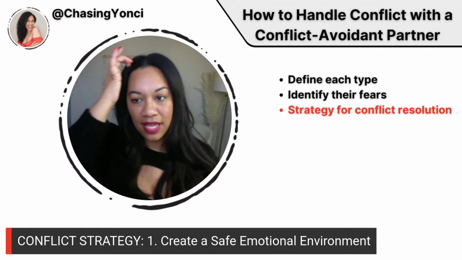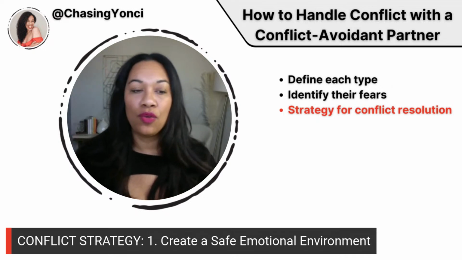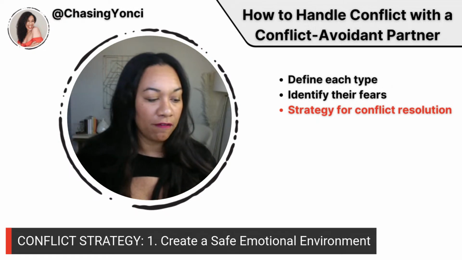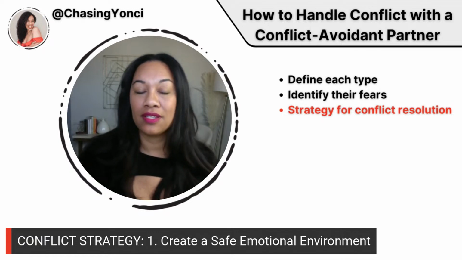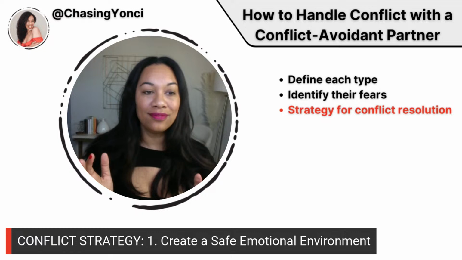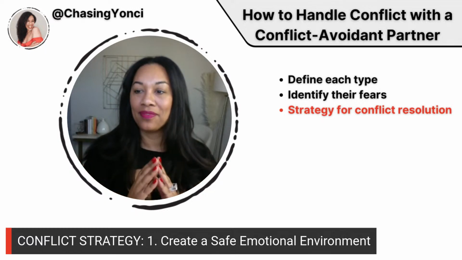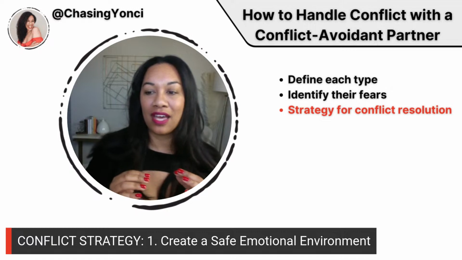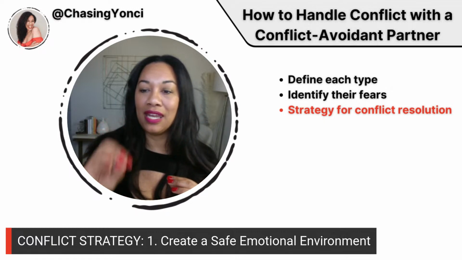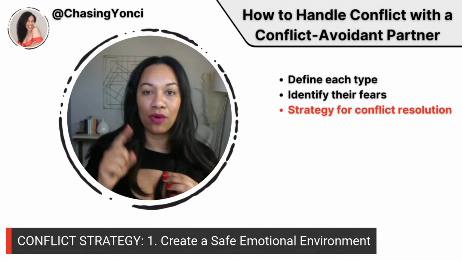So creating a safe emotional environment. You want to avoid making your partner feel like they are being judged or cornered. So starting with your tone, if you use a calm tone and invite them into a discussion, and you emphasize that your goal is trying to connect with them and not to assign blame or accuse.